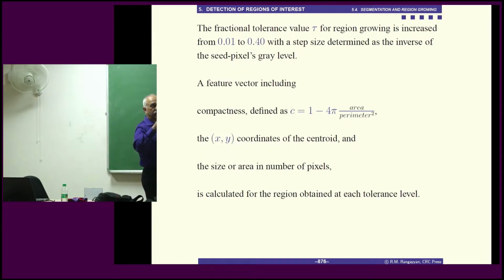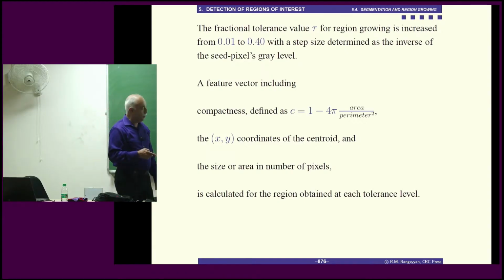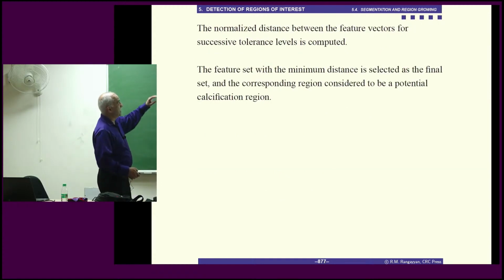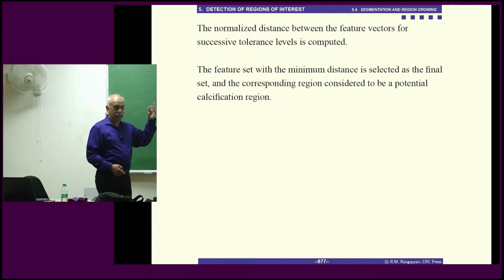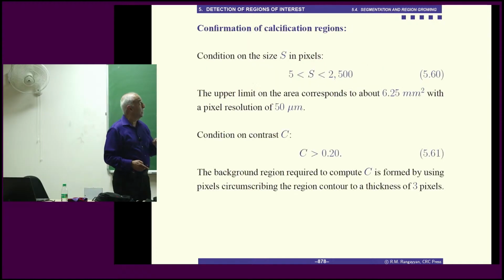So for each of the thresholds, we get a different region, compute the feature vector, compare the feature vectors one step to the next, and then choose the one where the difference is minimum. That is, the region is sort of stabilized. The normalized distance between the feature vectors for the regions obtained by successive tolerance levels is computed. The feature set with the minimum distance is selected as the final set. And that is still a potential calcification region.